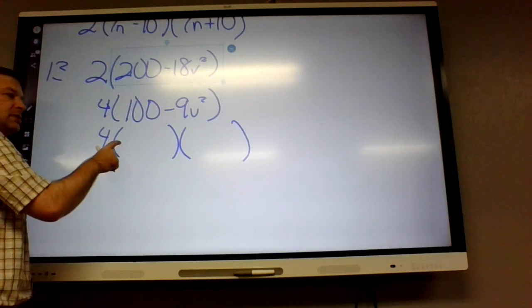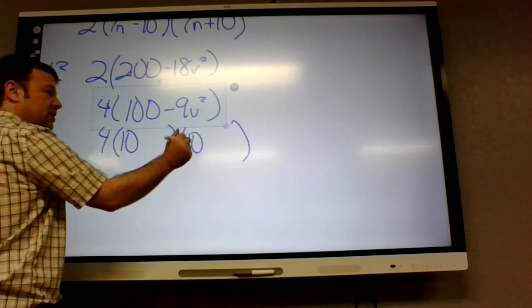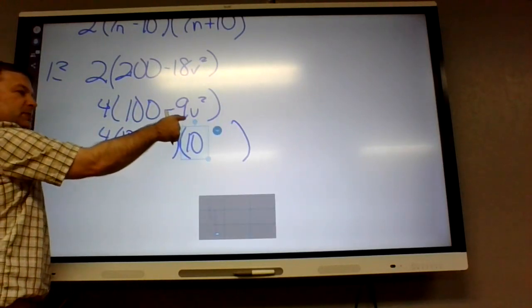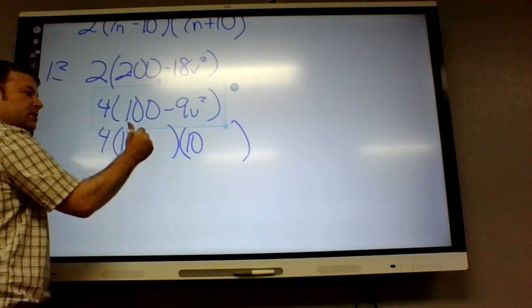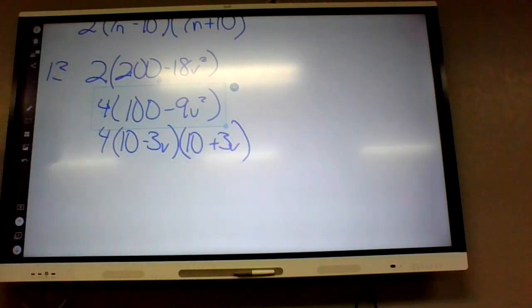What am I going to put in the front? 10 and... What goes into 100? 10 times 10. What goes into negative 9v squared? Minus 3v plus 3v. So the 10s are both positive.